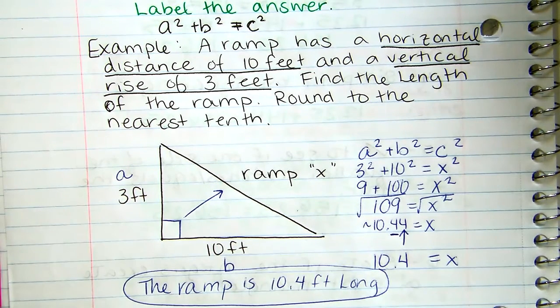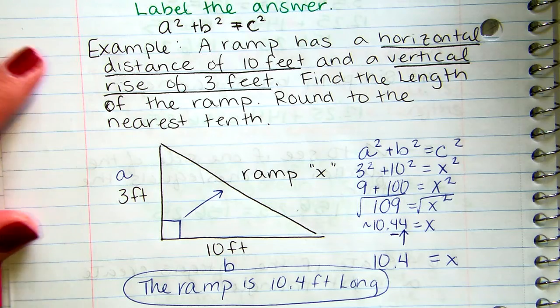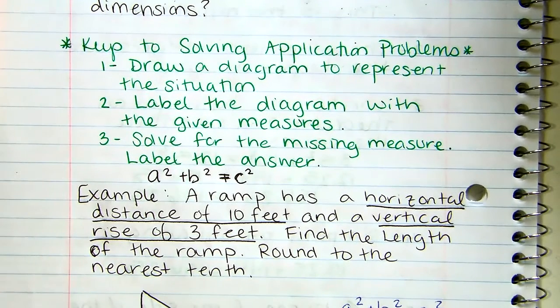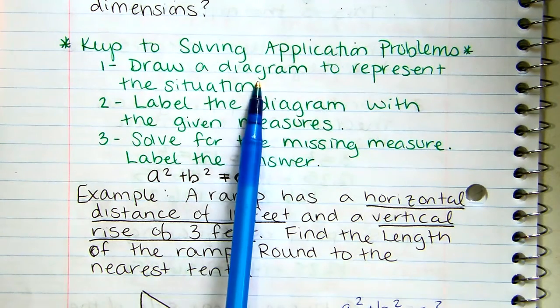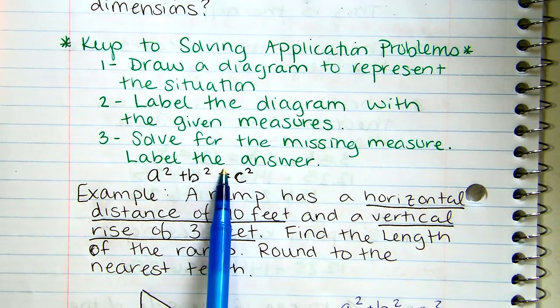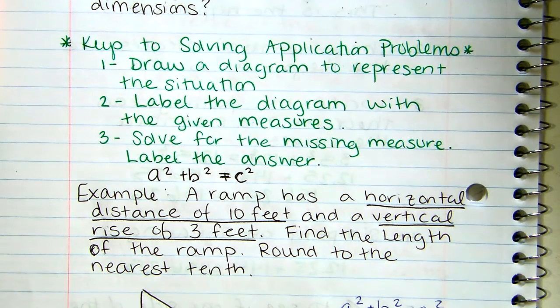Now, that's it for our notes. Before you go ahead and start our worksheet, let's review this once again. So, to begin with, when we're solving application problems, meaning we're taking a topic and applying it to a real-life situation, we want to draw a diagram to represent the situation. Then we want to label the diagram with the given measures. And lastly, we want to solve for the missing measure and label our answer. So, with that in mind, I'm going to get started on your assignment.